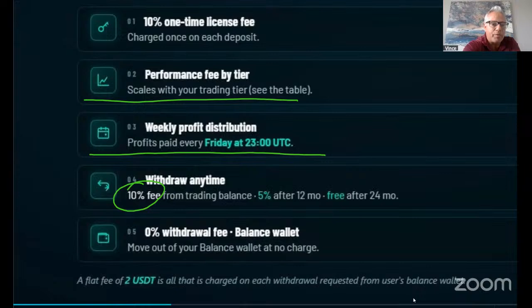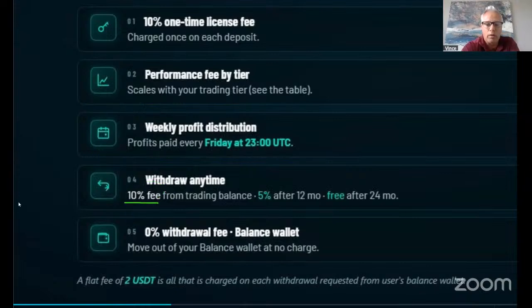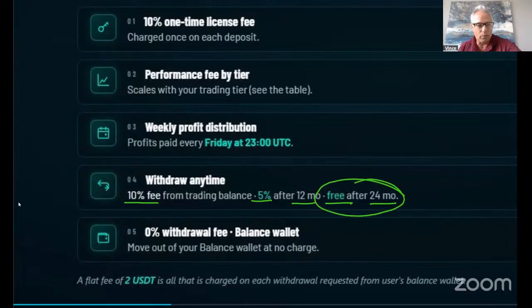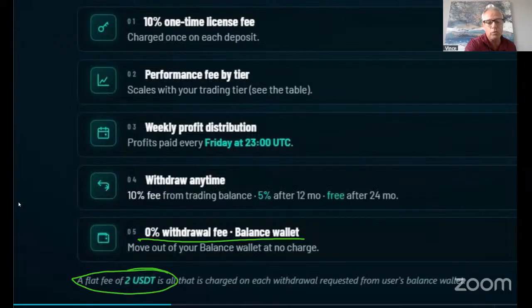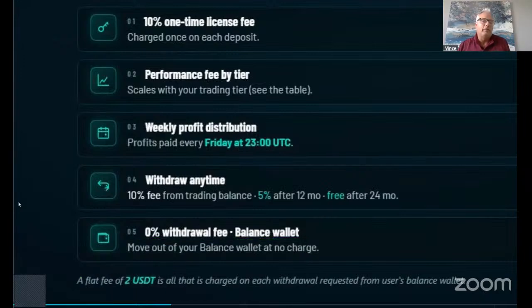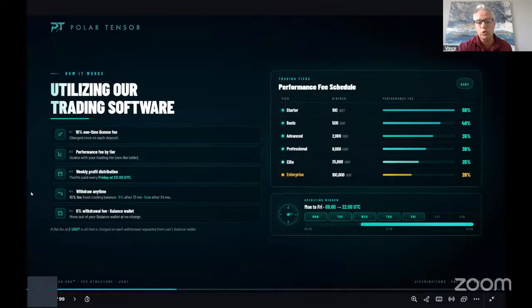There's 10% if you withdraw in under 12 months, 5% if it's within 24 months, and then it's free after 24 months. So there's no lock period on the money. You don't have to wait for your money to double and then take your seed money out. There's none of that. You could take your money out at any time. There's a 0% withdrawal fee, just a flat fee of $2 USDT, which means if you take out $50, $5,000, $50,000, or $1,000,000, it's a $2 flat fee. I'm going to share with you what the performance fee schedule means.